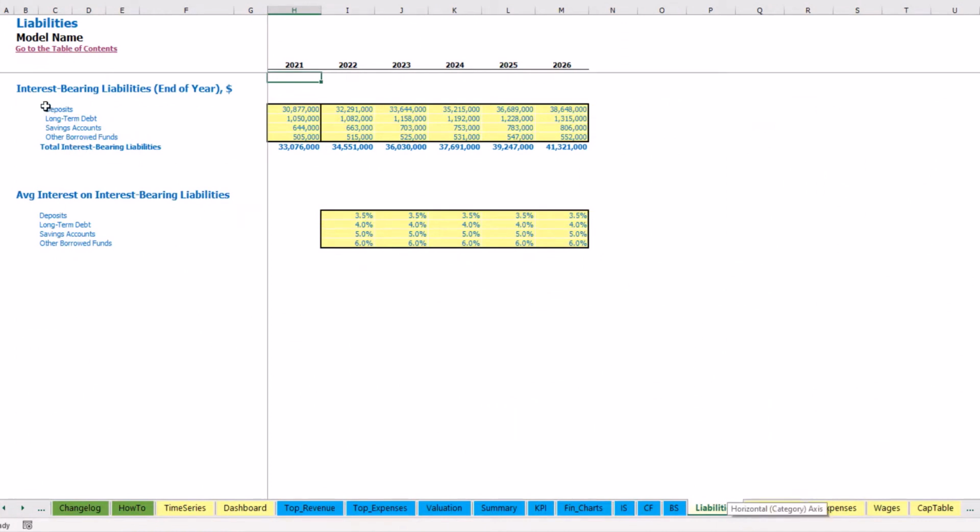The same idea. You have 4 categories with a starting balance as of the end of previous year and 5 forecasted years. And you have average interest on interest bearing liabilities by years and by categories.